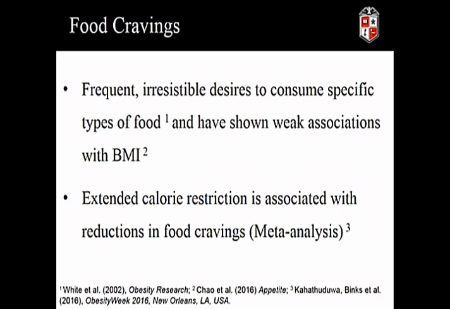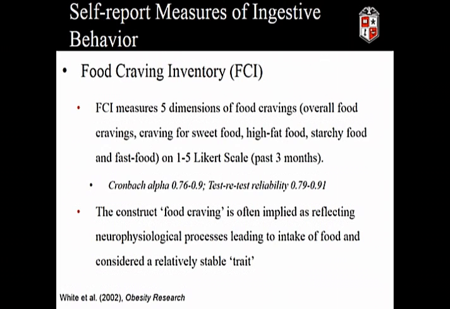In the context of what we're talking about today, food cravings are frequent, irresistible desires to consume specific types of food. The relationship with BMI has been somewhat weak overall, but it's there. Extended calorie restriction, however, is associated with reductions in food cravings. The food craving inventory is the most widely used. We just recently did a meta-analysis, and largely it's the food craving inventory with some others that follow similar dimensions, rating different individual types of foods on a Likert scale. It's important to note that the food craving inventory is typically administered according to the last 3 months, so we consider it a measure of a trait that should be somewhat stable over time.